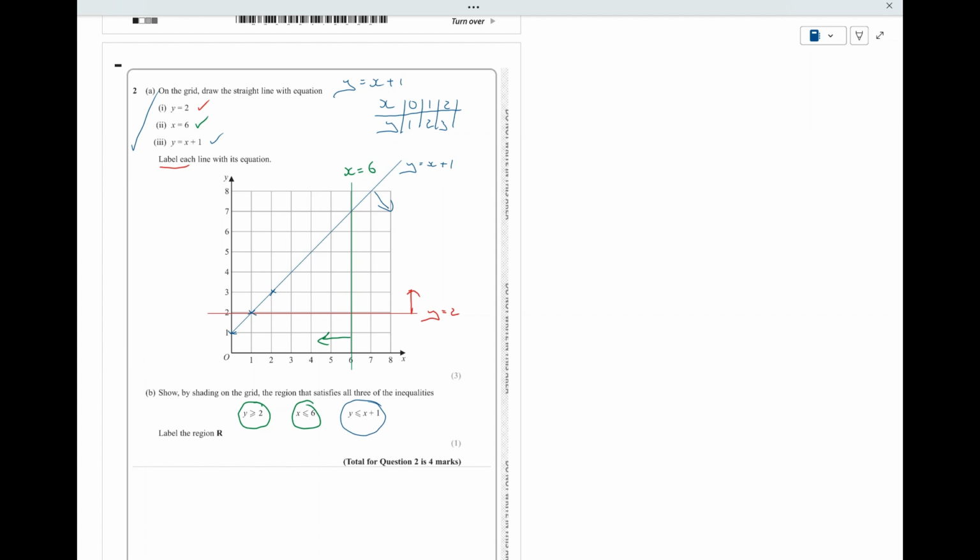So it says show by shading. Okay, so that is the area that satisfies all three inequalities. Label the region R. Right, well, we better do what it says, haven't we? I managed to delete a line. I'm just going to put it back. There it is. Label the region R. Right, so this is the region R. There we are. That's the region labelled. And that's question 2 complete.